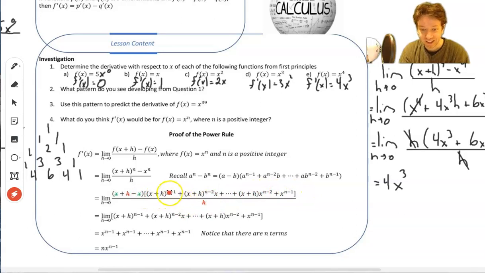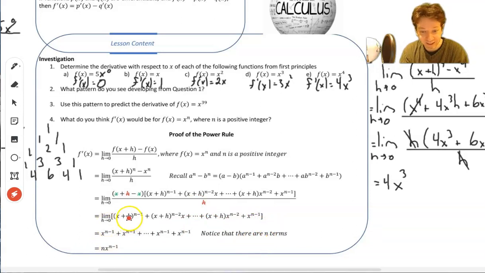x plus h to the n minus 1 plus x plus h to the n minus 2 times x plus x plus h to the n minus 3 times x squared plus x plus h to the n minus 4 times x cubed, and so on and so on for whatever value of n you have up to. All right, well, if these two x's cancel, we're left with just an h in front, which can cancel with the h in our denominator. And so now we're left with this huge expansion.